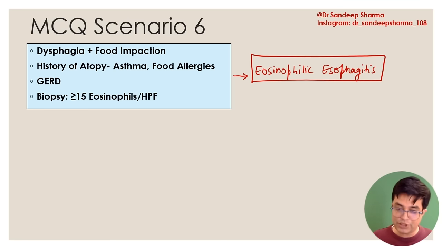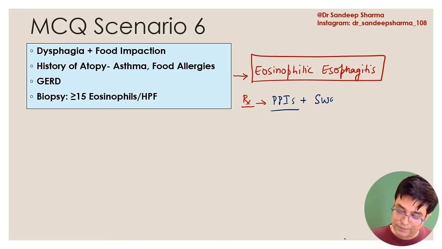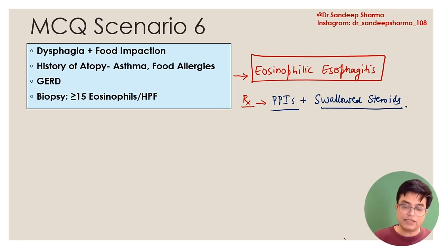And what is the treatment to be given? Because GERD is there, you need to give proton pump inhibitors, and along with that, swallowed steroids, locally acting steroids like budesonide, can be tried in these patients. That is the therapy of choice.